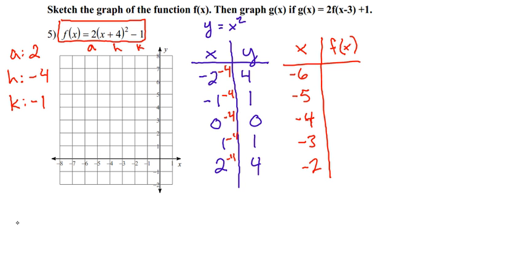All right, and the way we get our new y values is to start with the old y values. We multiply by 2, and then subtract 1. Multiply by a, then add k. And you get 7, 1, negative 1, 1, 7. So we can graph this new function: negative 6, 7, negative 5, 1, negative 4, negative 1.